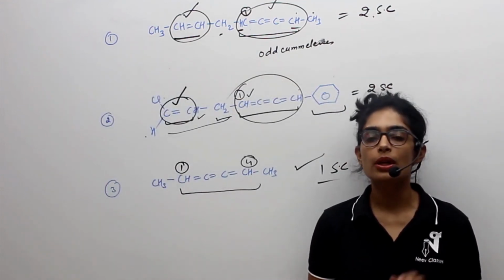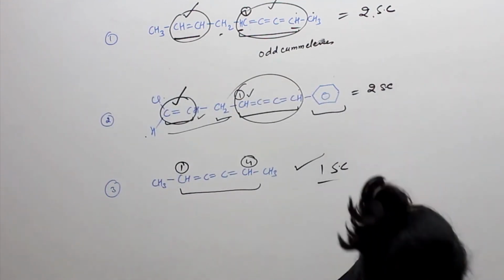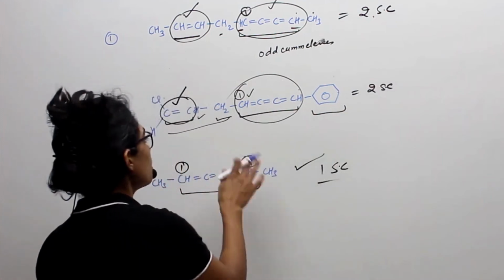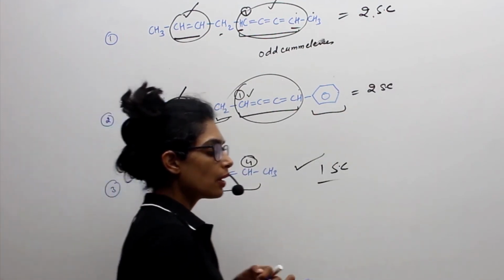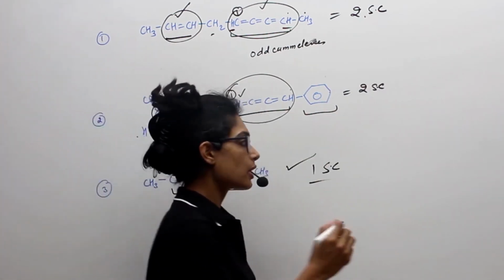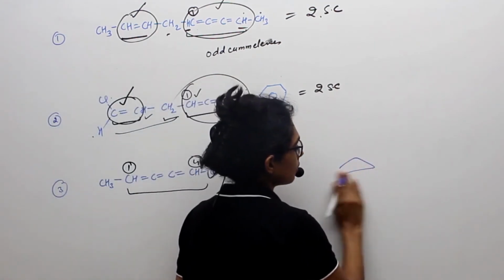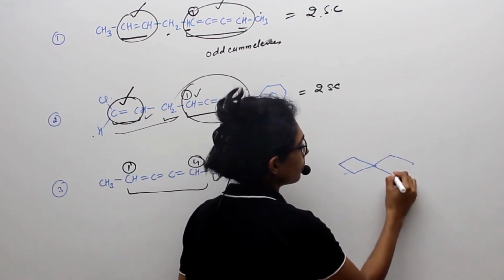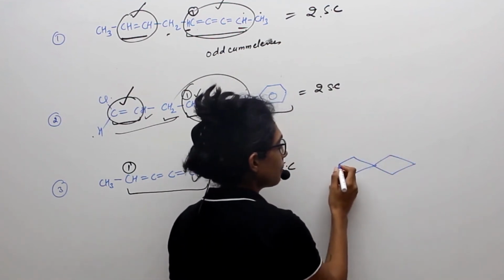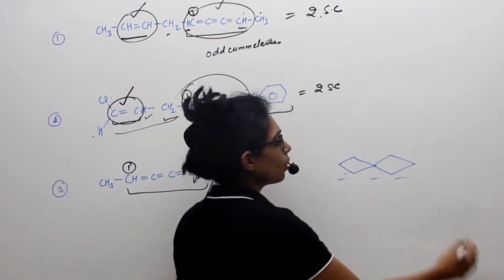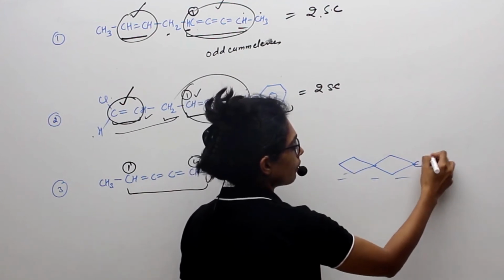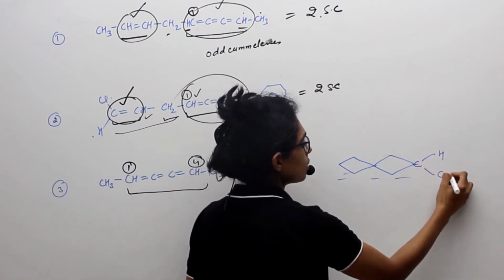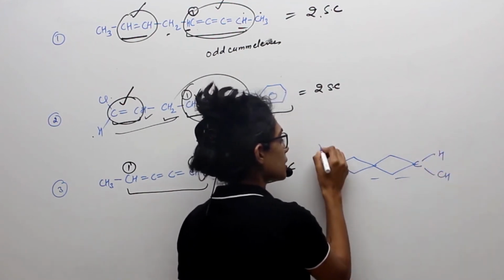Okay, now one thing you have to understand is, now we have done cumulenes. Similarly, we can have structures where, instead of double bonds, we have cyclic rings and spiro rings attached to each other. So basically something like this. One ring is attached to another ring, and then further rings, and so on, and the carbons attached to it have H and CH3, and the carbon of it has H and CH3.